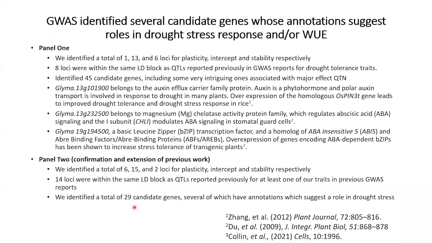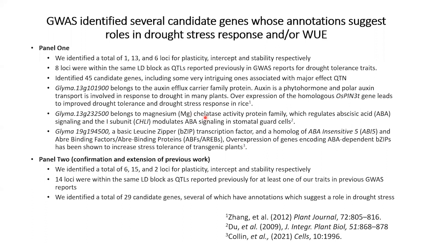And some of these were identified based on their annotations. They were suggested to have a role in drought stress. So some of these were quite interesting. This one for plasticity on chromosome 13 is extremely close, if not inside a gene, which has been annotated as an auxin efflux carrier protein. Auxin's a phytohormone, and polar auxin transport is involved in responses to drought in many, many plants. So overexpression in rice of the direct homologue led to improved drought tolerance and drought stress responses. So we're quite excited about that.